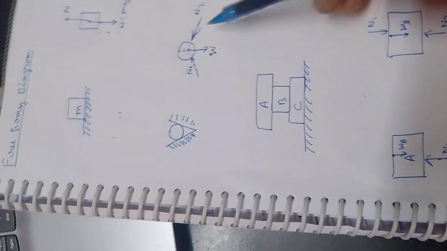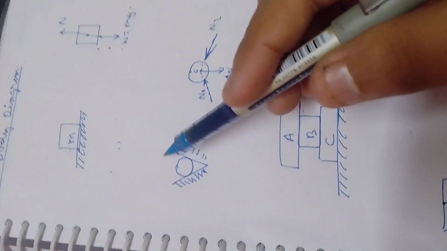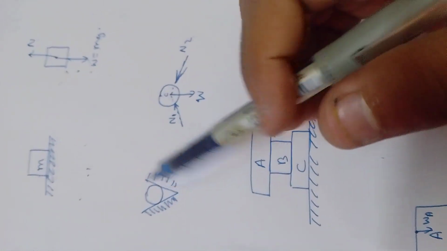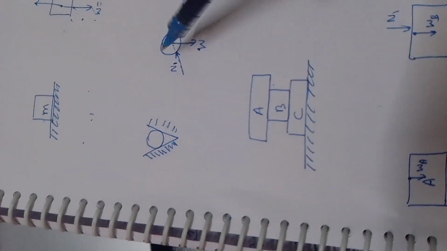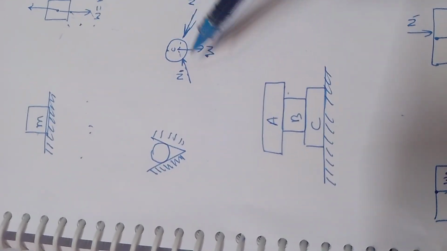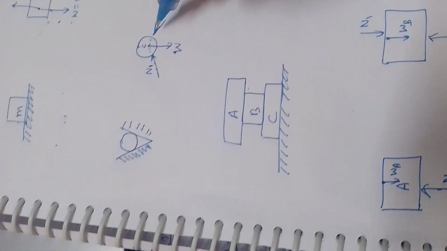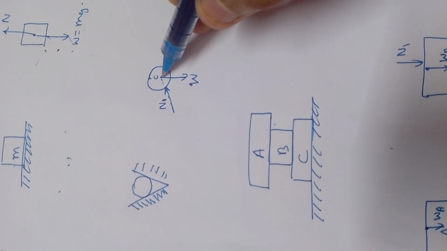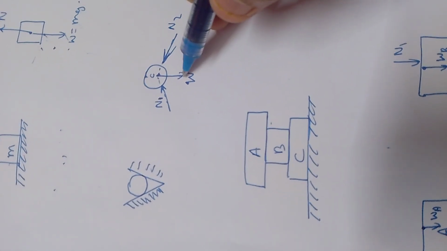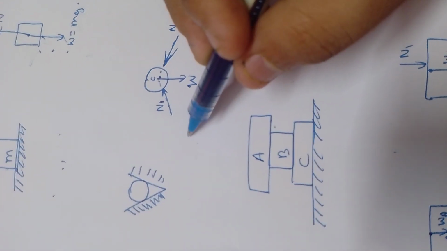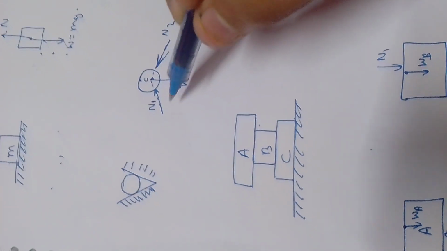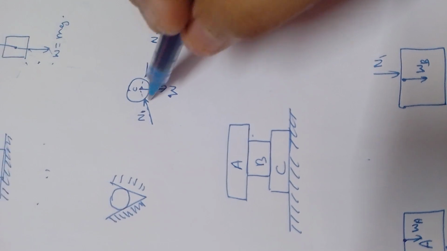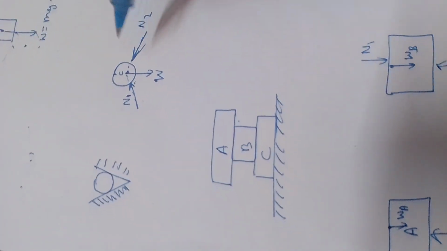Now let's see an example. A cylinder of weight W is resting on a V groove as shown in the figure. Draw its free body diagram. The free body diagram of the cylindrical body is: the weight is applied from the center of the cylinder downward, and the normal reaction forces by the V groove walls are applied across the points of contact, that is N1 and N2.